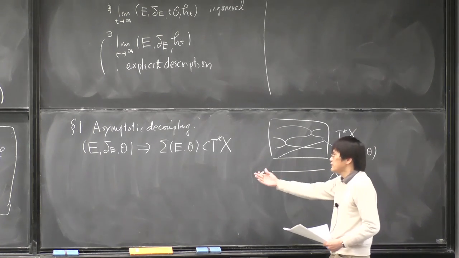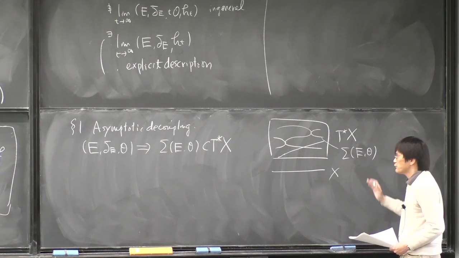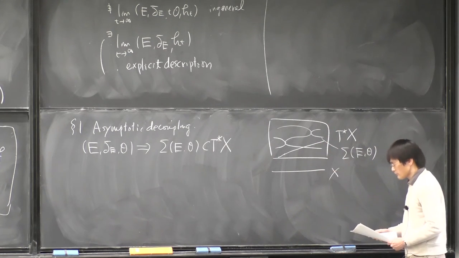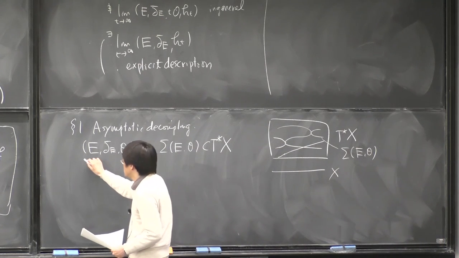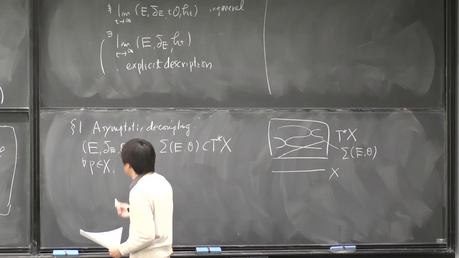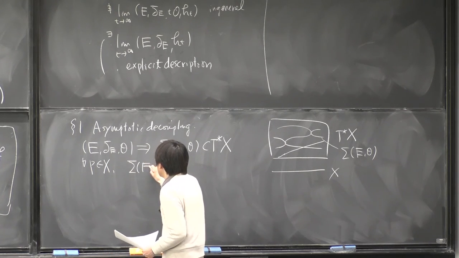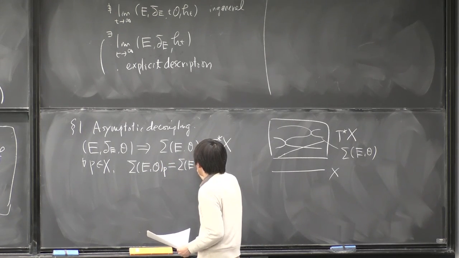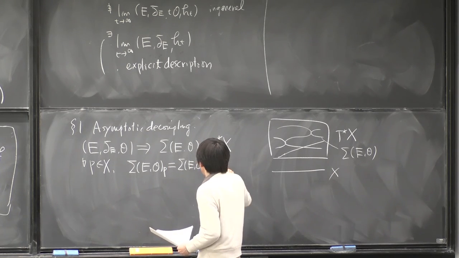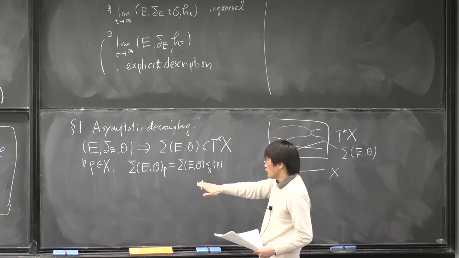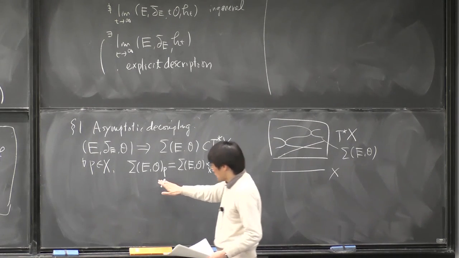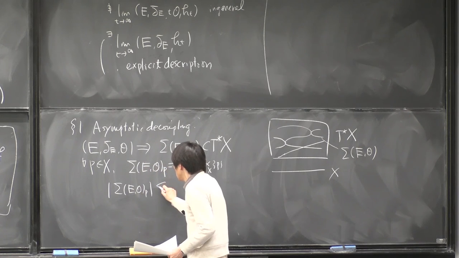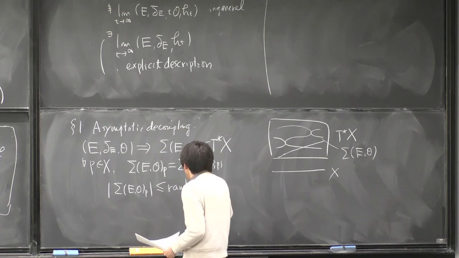I mean, a Higgs bundle induces a coherent sheaf on the cotangent bundle of X, and its support is called the spectral curve of the Higgs bundle. And it is always finite over the base space X. And actually, for any point P of X, the fiber of the spectral curve over P is roughly the set of the eigenvalues of the Higgs field at P. So the number of this set is always smaller than or equal to the rank of E.